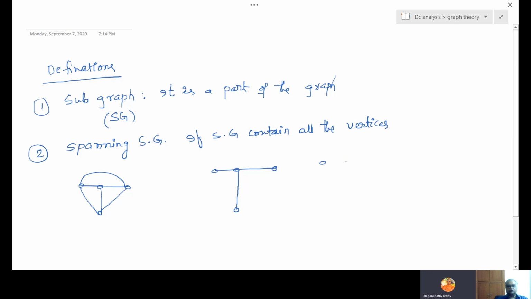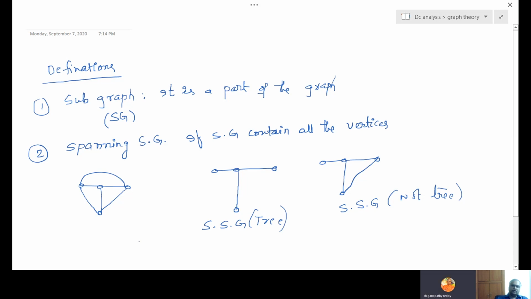Even this is also a subgraph. This is a spanning subgraph. It is also a spanning subgraph. But this is not a tree. Not a tree, but this is a tree, a valid tree.